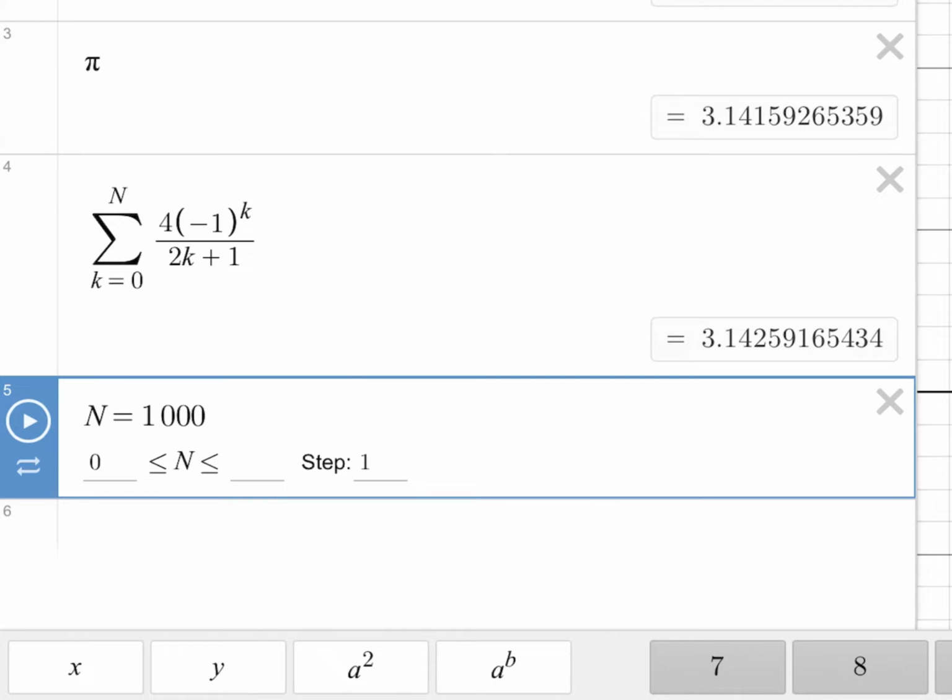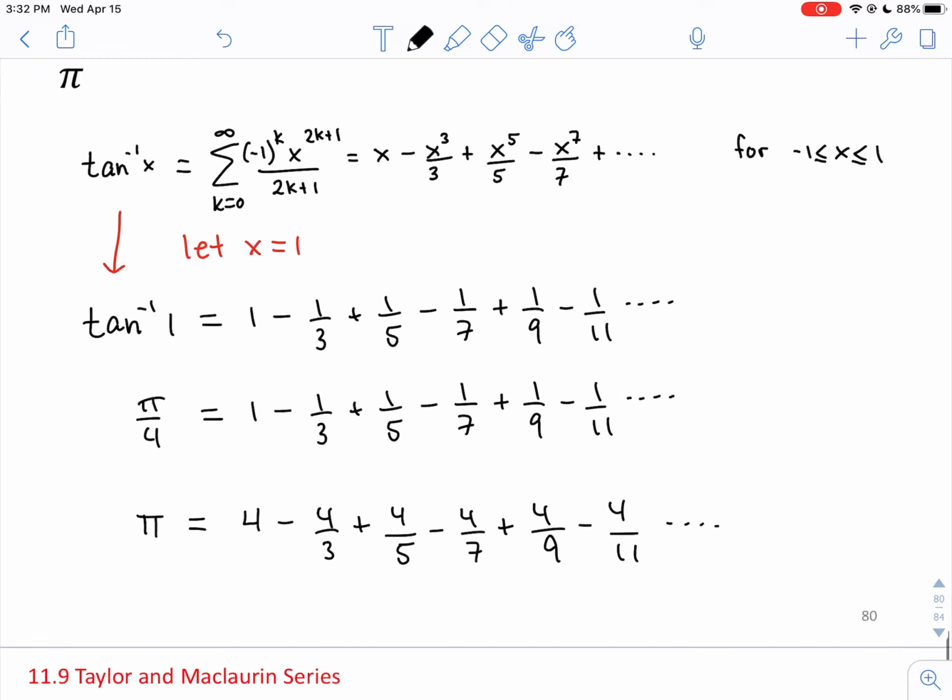1,001 terms, we're at 3.14259. 10,000 terms required, we're yet even closer to the true value of pi. 100,000 terms, even closer, etc. So it does take quite a few terms for this particular series to converge to pi, but in the end, when you add them all up, you will have pi.